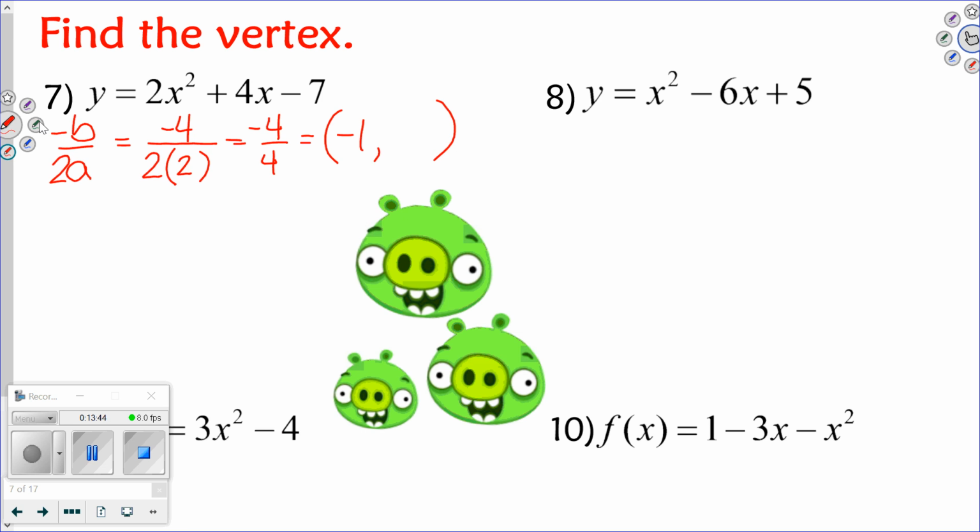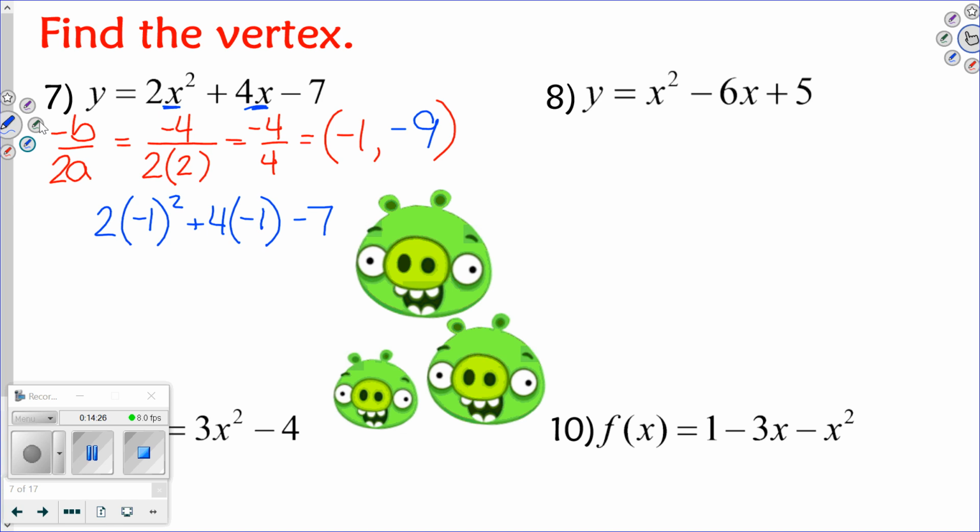is negative 1. Okay, so your first step is to just do negative b over 2a, figure out what that is. That's your x value. And then to find the y, we just plug it back in. So in place of my x, I'm plugging in negative 1 squared plus 4 times negative 1 minus 7. Anywhere there was an x, I plugged in my x value. I'm going to see what I get. So what do we get? Negative 9. Sorry, I had a brain fart there for a second. So my vertex is located at negative 1, negative 9.